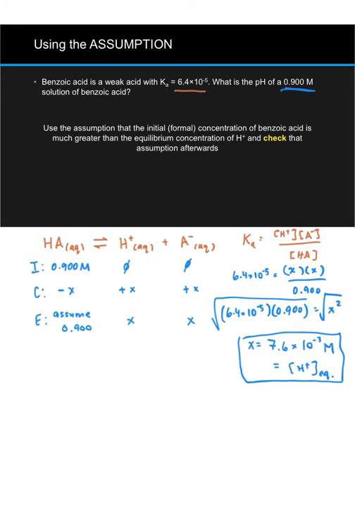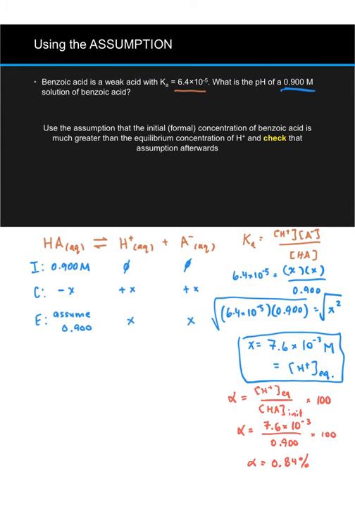Because we made a simplifying assumption here, let's check that assumption by calculating the percent dissociation alpha given this result for x. Alpha is equal to the concentration of H plus at equilibrium divided by the initial concentration of our intact molecular acid multiplied by 100. In this event, alpha is 7.6 times 10 to the minus 3 divided by 0.9, which gives us 0.84%.